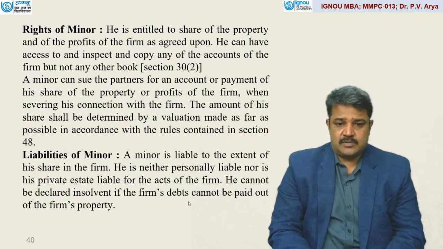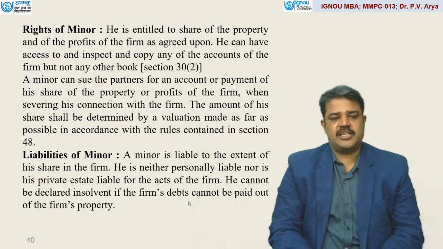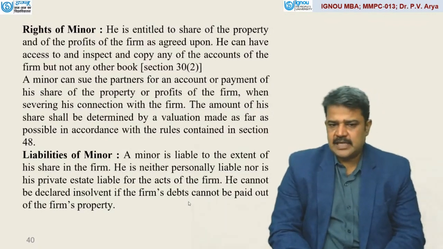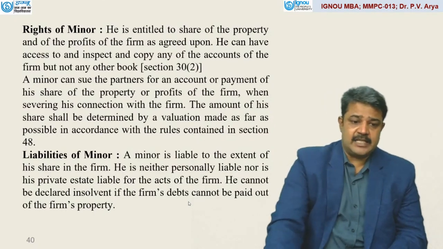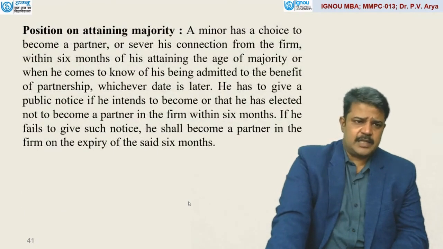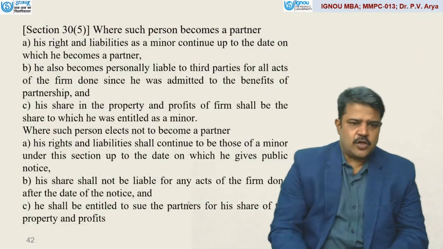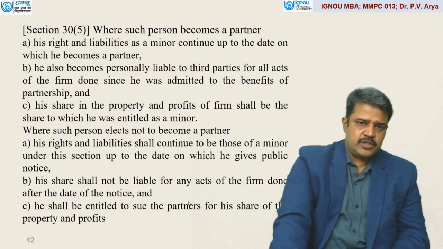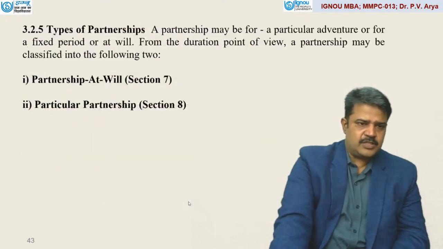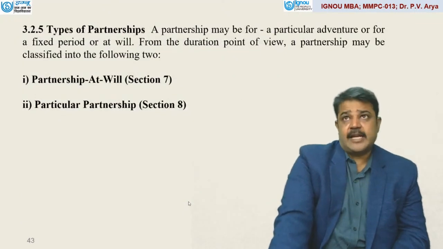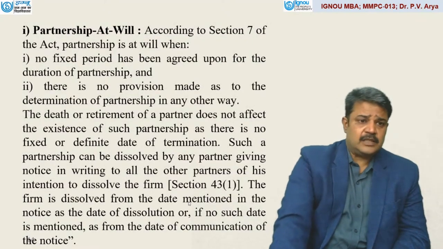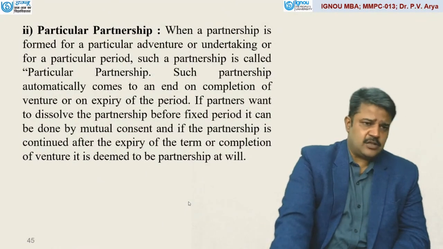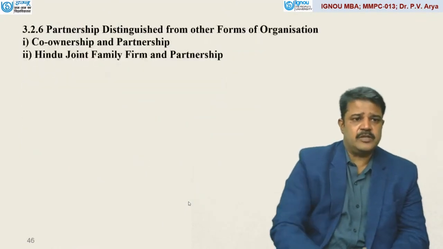Well, liability of the minor: the minor is liable to the extent of his share in the firm only. He is neither personally liable nor is his private estate liable for the acts of the firm. He cannot be declared insolvent if the firm's debts cannot be paid out of the firm's property. On attaining majority, he has the option to exit or continue. If he wishes to remain, accordingly, provisions are there. Partnerships may be at will or particular partnership. Section 7 and 8 are there. Who are the partners at will is also mentioned, and particular partnership is also given.